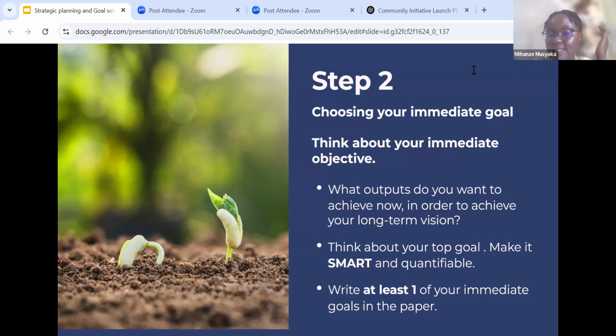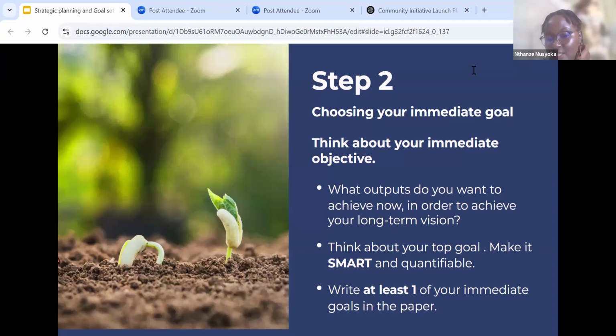SMART, we said, ensure that it's very clear, concise, and specific enough. It's something that you can quantify. We've gone through the ways of how to understand measurement, define what its indicator will be, what its output indicator will be. Ensure that it's something you can actually action. Is it relevant? Do you think it's realistic? And then the other thing, ensure that it's timely.